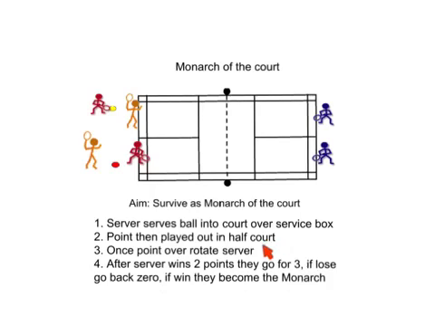Once the point is over, they rotate the server, the new person coming in, and be sure that the person waiting always gets a ball so they're ready to play straight away. Each server must have their own ball. And as noted before, after the server wins 2 points, they then go for 3. If they lose, they go back to 0. If they win, they become the monarch.